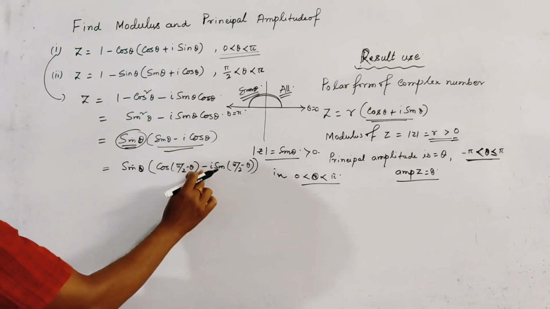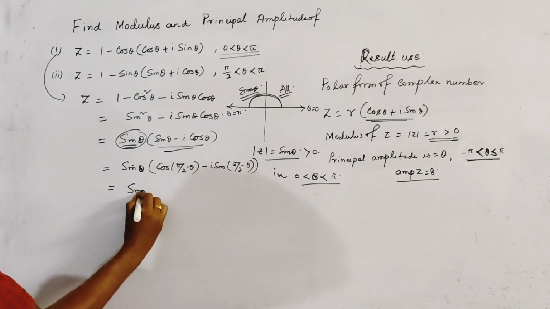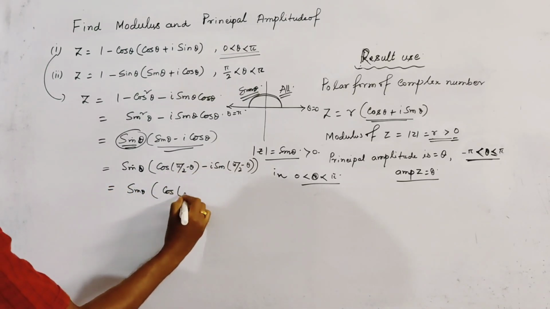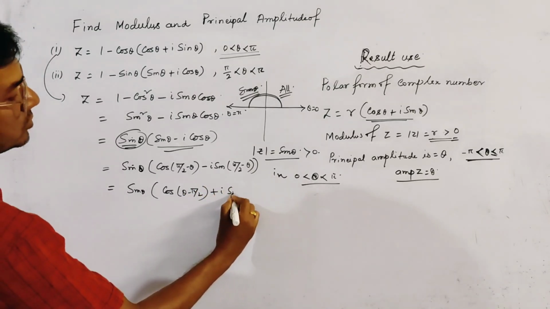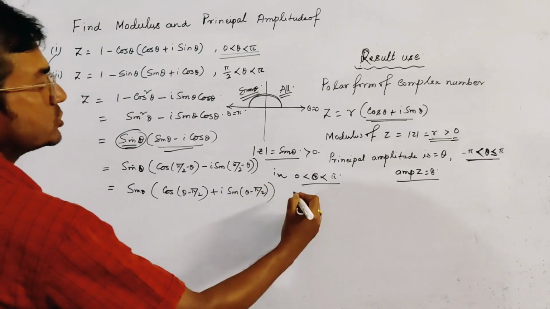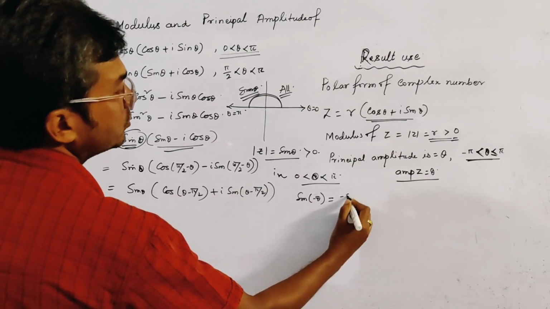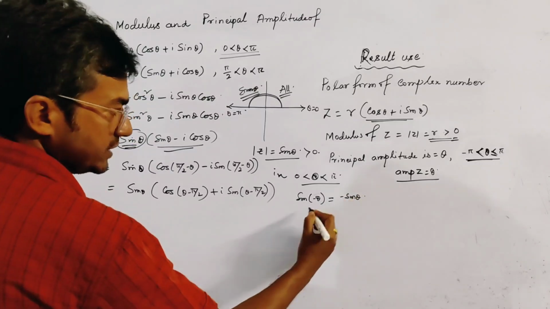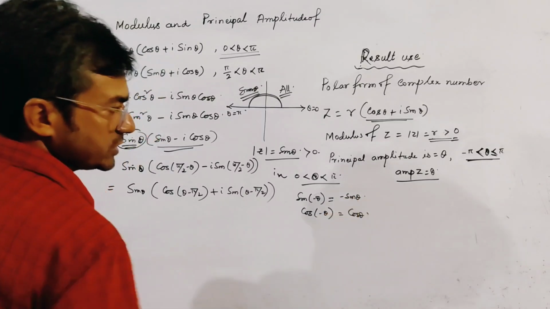Now to make this positive, we transform this term as sin theta into (cos of (theta minus pi by 2) plus i sin of (theta minus pi by 2)), because we know that sin of minus theta is equal to minus sin theta, and cos of minus theta becomes cos theta.